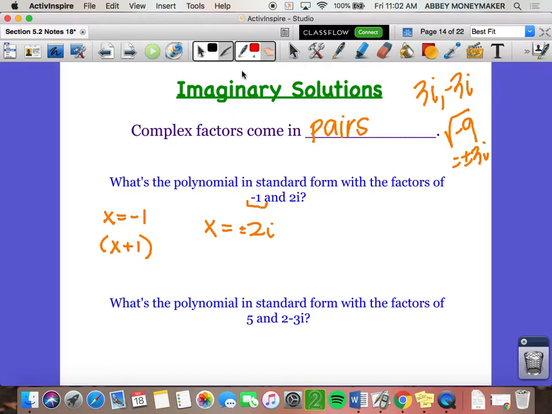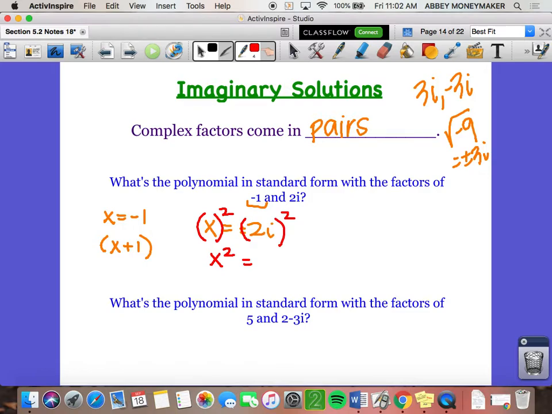We can square it, right? Because what do we know about i squared? It's negative 1. Good job, guys. So, x squared, what did the 2i come from? What did the solutions come from? And I think that's what you were talking about earlier, yeah?